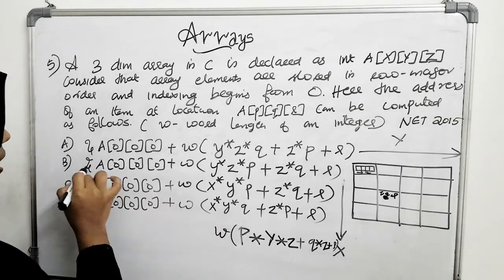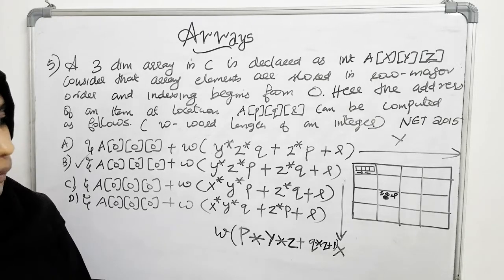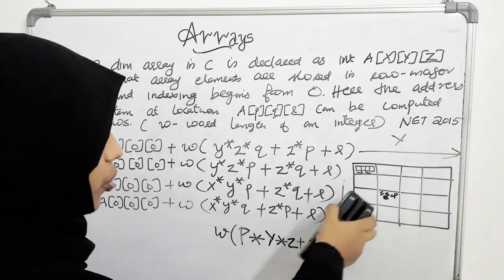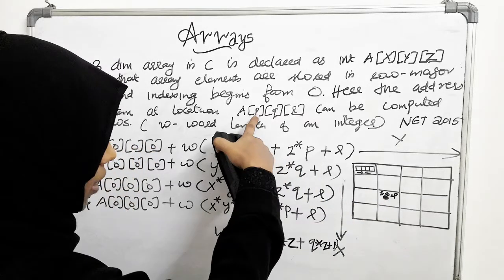So this is the correct answer. B is the correct answer. So yeah, that is it. To reach this point, you need to bypass P rows.